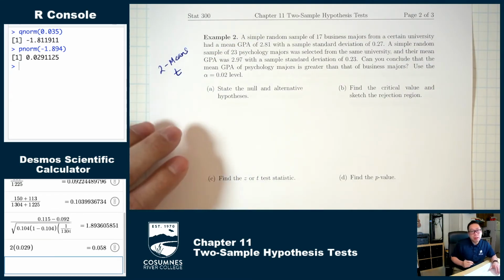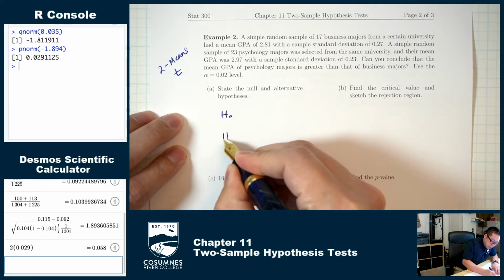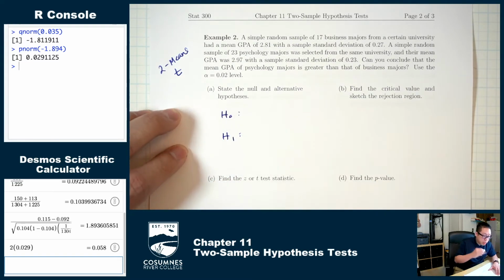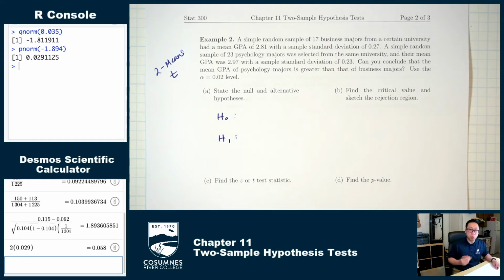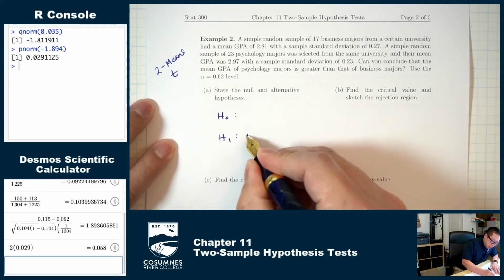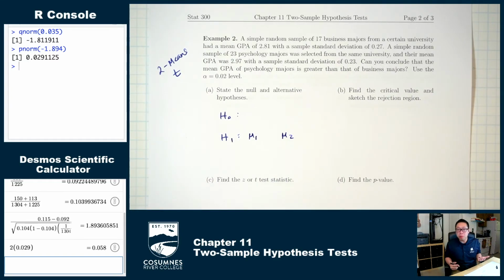Part A, state the null and alternative hypotheses. These are my H0, H1. Because I'm talking about means here, I should be using the mean symbol, which is mu. And because I'm talking about two means, there should be mu1, mu2. And the question is, what goes in the middle? Is it less than, is it greater than, or is it not equals?